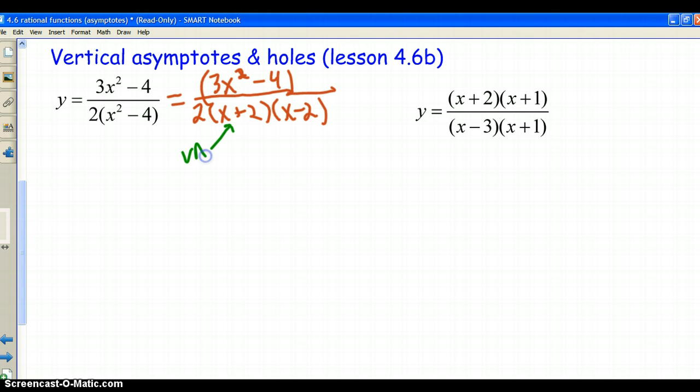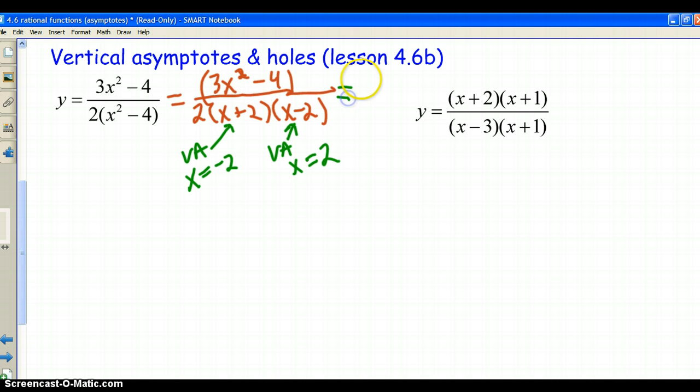So I do have some things I can gather from this. Right here, this is going to cause a vertical asymptote, and right here, this is going to cause a vertical asymptote. When those are equal to 0, so in this case, when x is equal to negative 2 and when x is equal to 2, we're going to have vertical asymptotes.